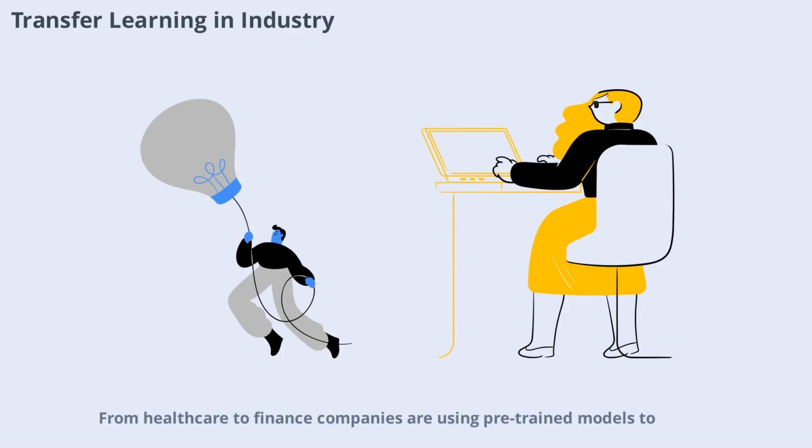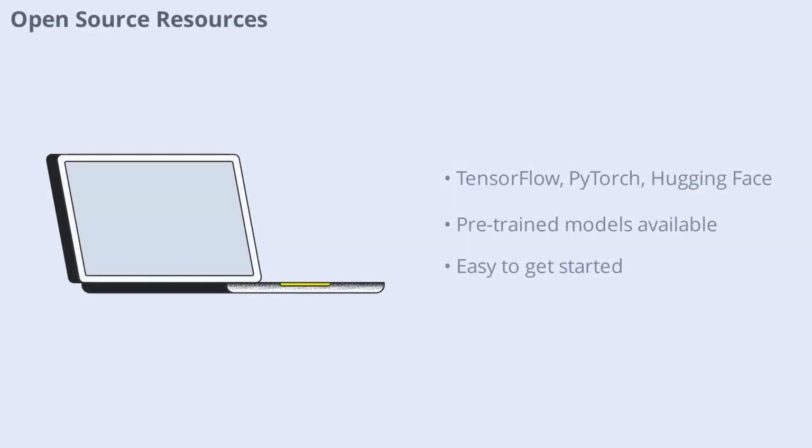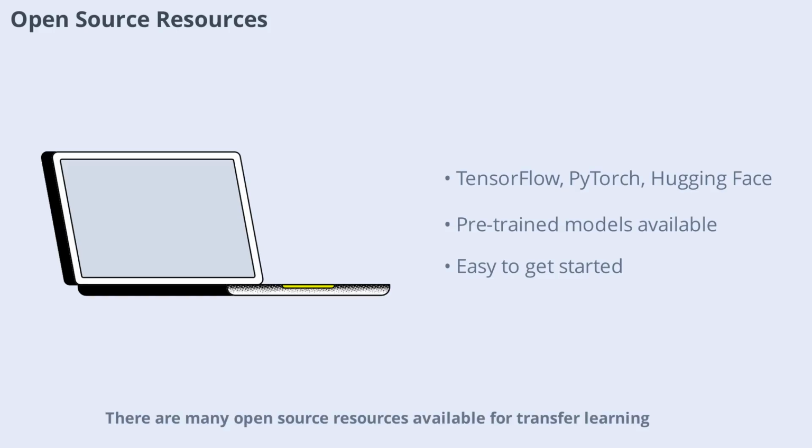Many industries are embracing transfer learning to accelerate innovation. From healthcare to finance, companies are using pre-trained models to solve complex problems faster and more efficiently. This approach reduces development time, lowers costs, and enables organizations to stay competitive in a rapidly changing world. There are many open-source resources available for transfer learning.